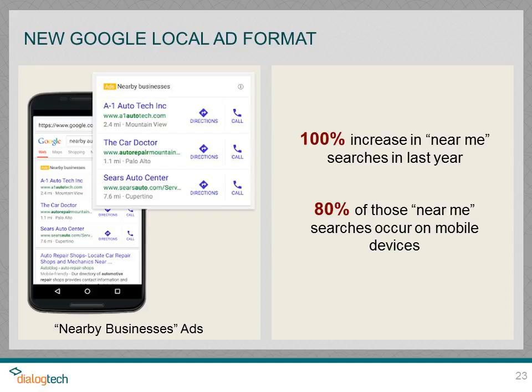And the reason why Google did this is because people are searching increasingly for near me or nearby in their searches. So there's been a 100% increase in near me searches in the last year, and 80% of those are happening on mobile. So Google's taking advantage of that.